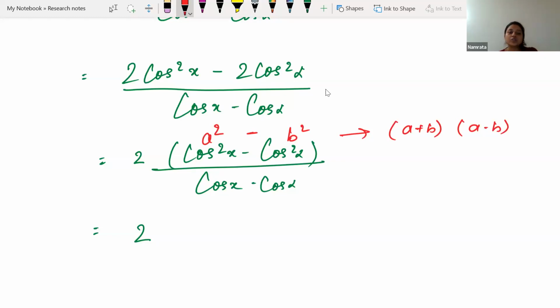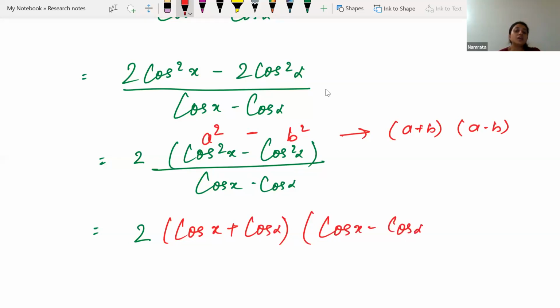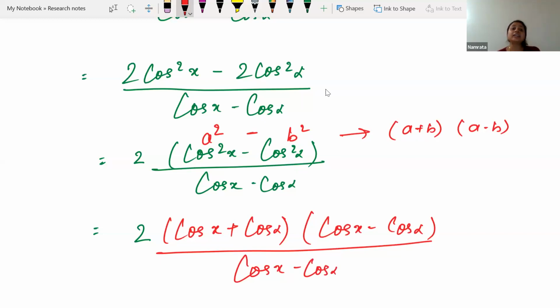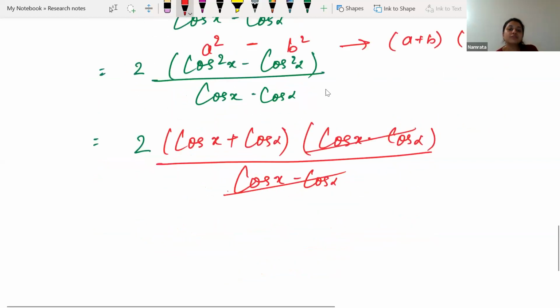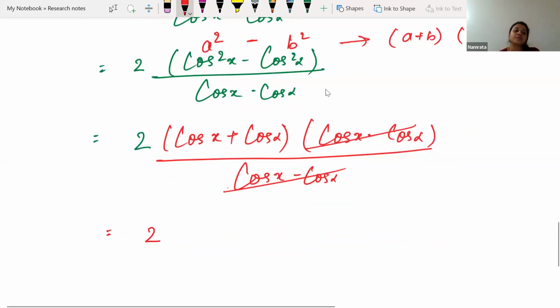Let's expand it according to the formula. So I am going to write it as cos x plus cos alpha in one bracket, and then cos x minus cos alpha in another bracket, divided by cos x minus cos alpha. Now you can see something is getting cancelled out from the denominator, right? Let's cancel them out, this and this. So what are we left with? We are left with 2 cos x plus cos alpha.